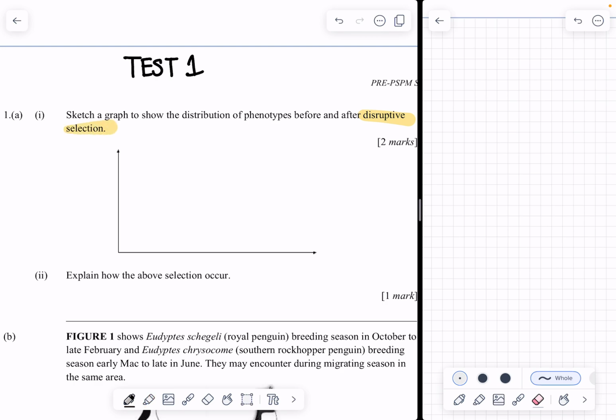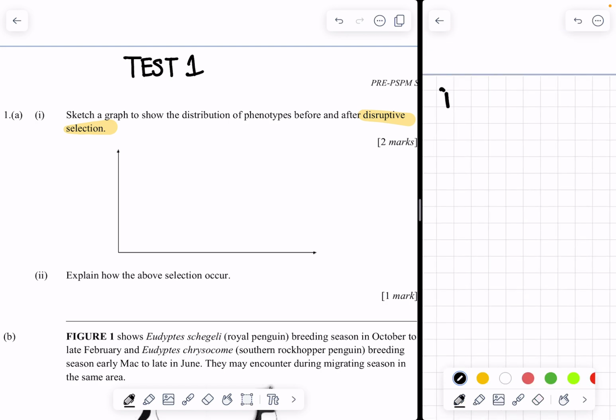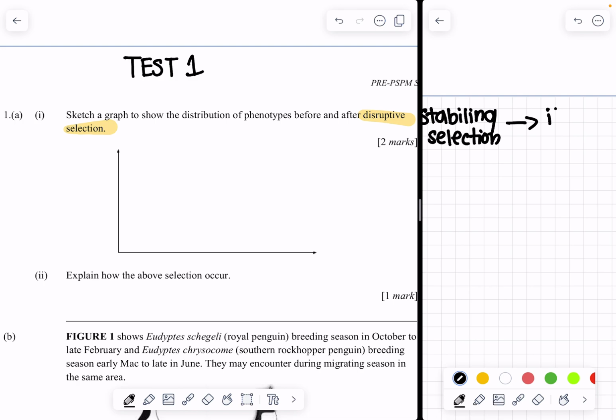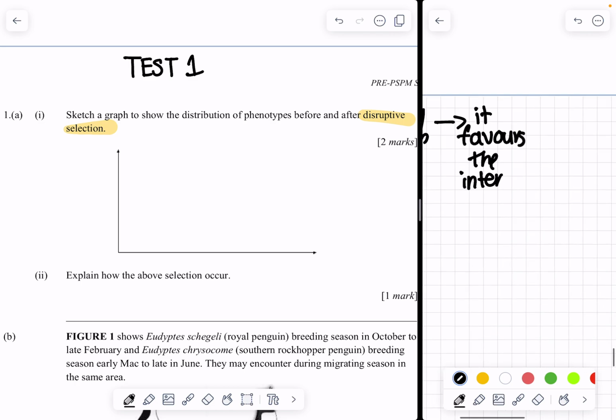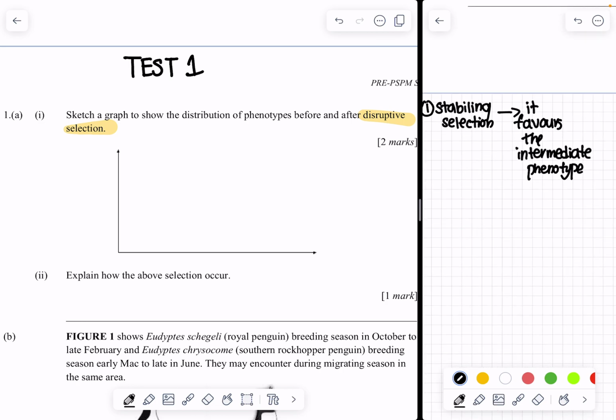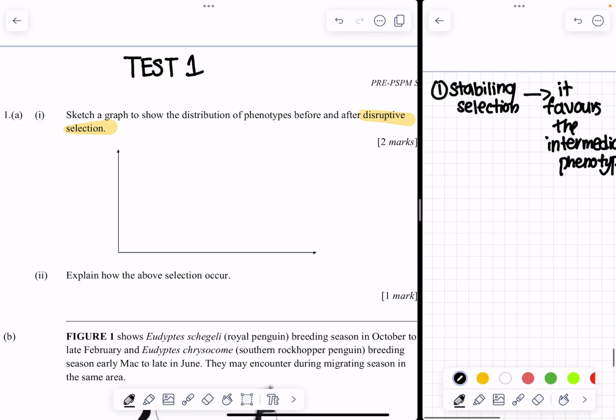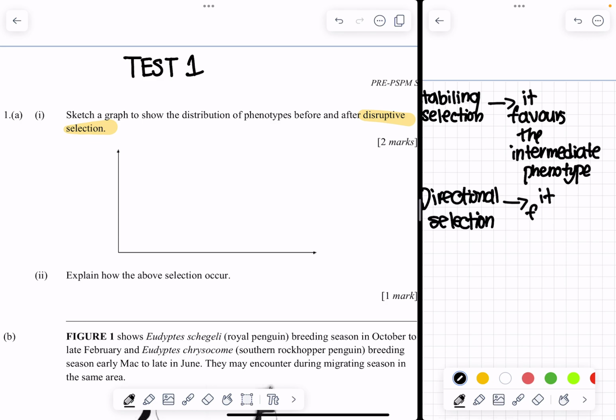Remember, we have 3 types of selection. What is the first one? Stabilizing selection. It favors the intermediate phenotype, that means the one in the middle. So this is for stabilizing selection. And the second one is directional selection. When we talk about directional selection, that means it favors one of the extremes, because it has been directed to another extreme. That's why only one of the extremes.